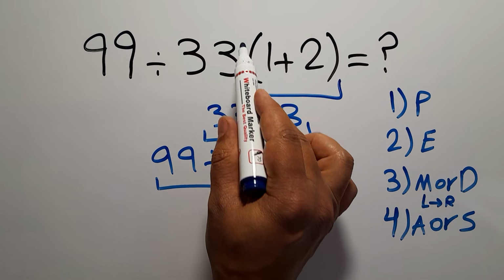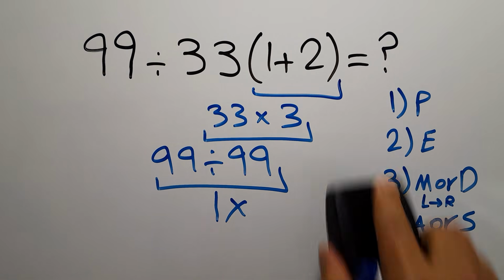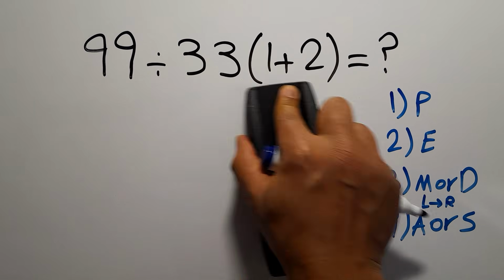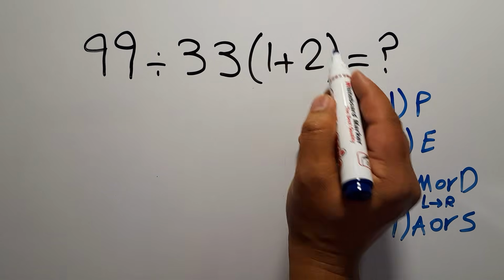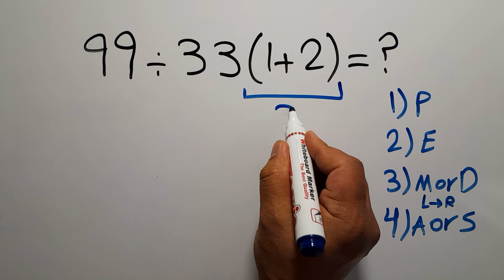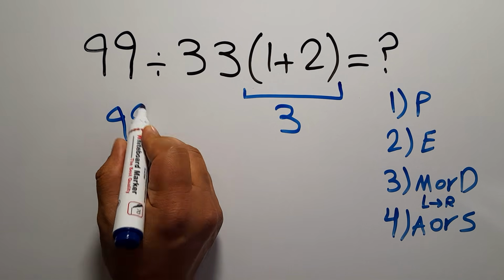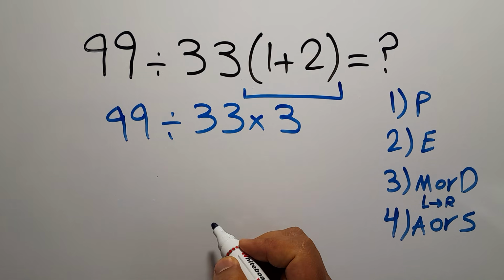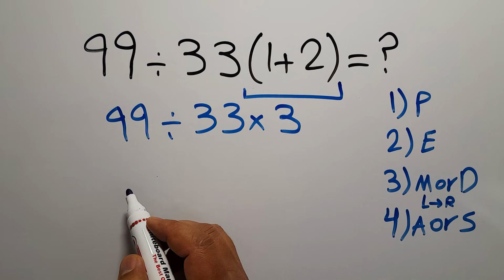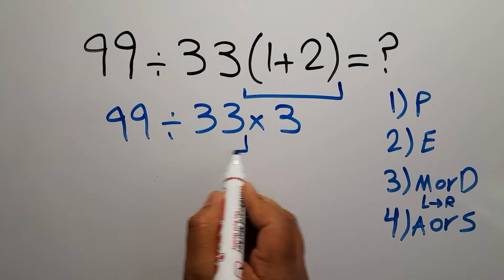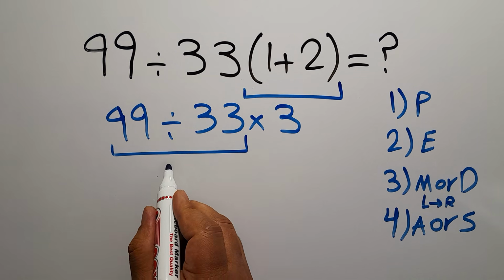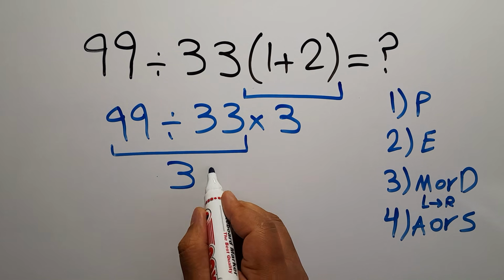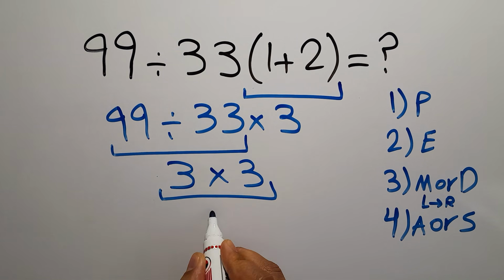Okay, and finally we have to do this multiplication. So first this parentheses, 1 plus 2 gives us 3. So we have 99 divided by 33, then times 3. Now we have to do this division, 99 divided by 33, which equals 3, and 3 times 3, which equals 9. So therefore, our final answer to this problem is just 9.